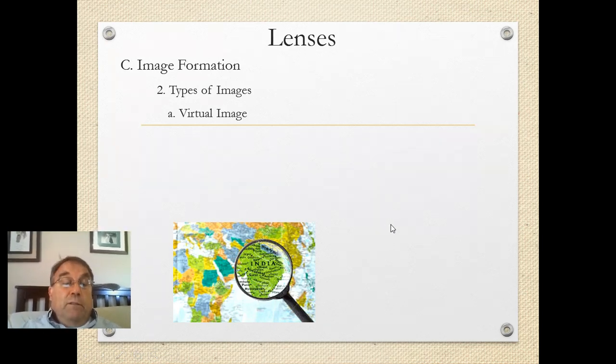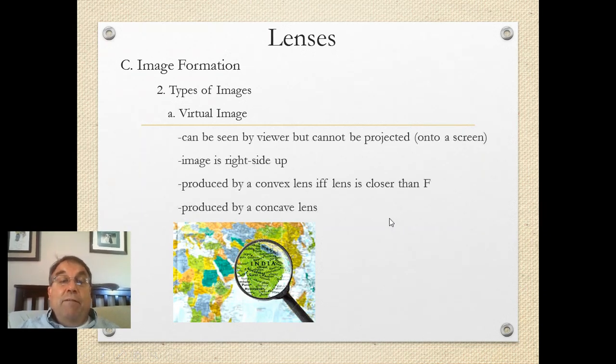First is a virtual image. A virtual image is like what a mirror image is. It's there, but it's not. It's kind of a phantom. It can be seen by the viewer, but it can't be projected on a screen. And it's right side up. It is probably different in size.